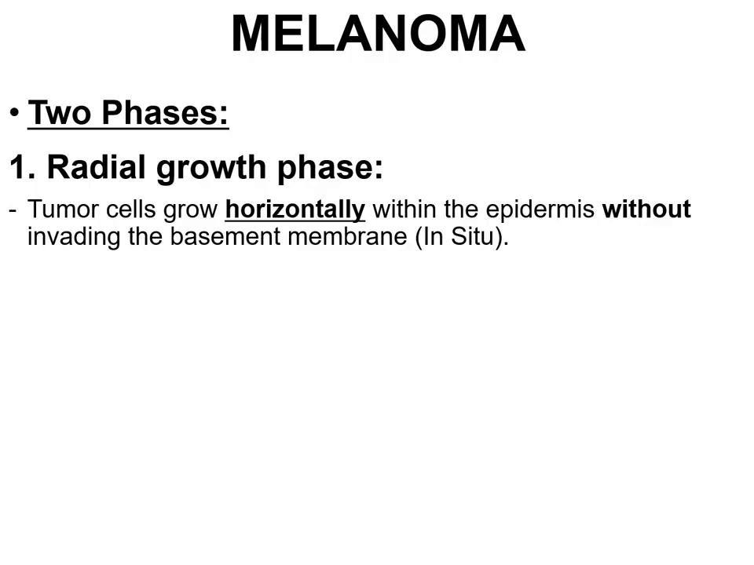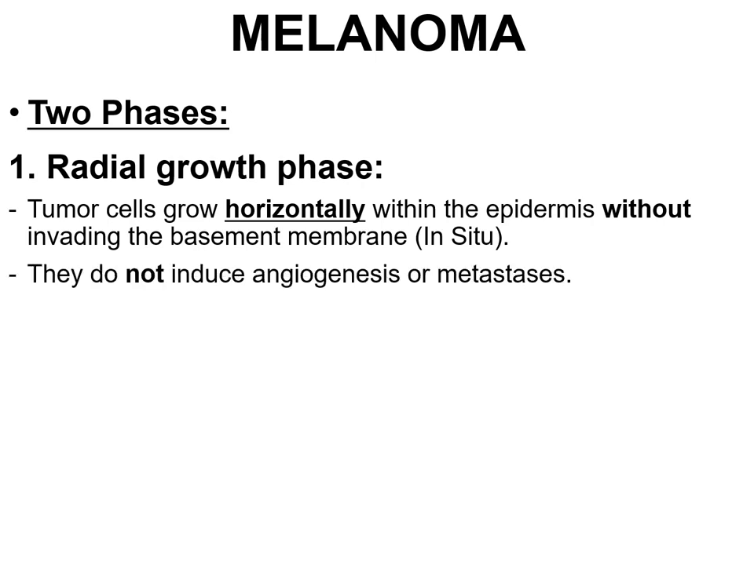So the radial pattern of growth in melanoma is characterized by the cells growing horizontally within the epidermis without invading the basement membrane. No angiogenesis, no metastasis. The malignant cells do not reach the blood vessels in the dermis, so there is no reach of the circulation, so no metastasis.